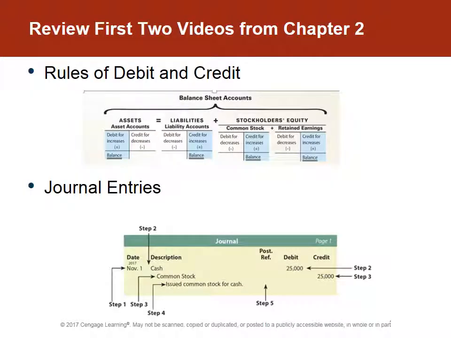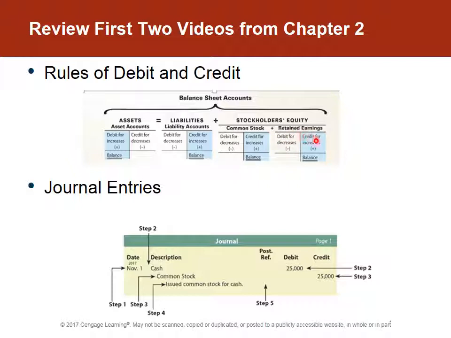So the rules of debit and credit were discussed extensively in the first video, and we need to remember the balance sheet equation, also called the accounting equation. Assets equal liabilities plus stockholders' equity, and it has a set of rules related to debit and credit. Assets are increased by debit; liabilities and the 2 types of stockholders' equity accounts are increased by credit. Likewise, the opposite is true. Assets are decreased by a credit. Liabilities and stockholders' equity accounts are decreased by a debit.